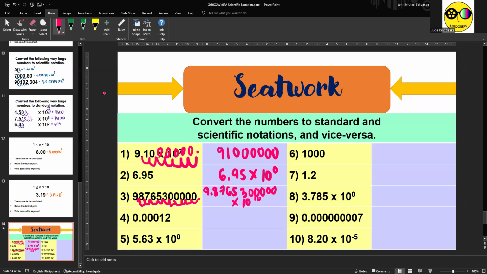Okay. Number 4, we have 0.00012. This is a very small number. So we have to move the decimal point between 1 and 2. 1, 2, 3, 4, 4 times. So this is 1.2 times 10 to the power of negative 4. Why negative? Because this is a very small number.